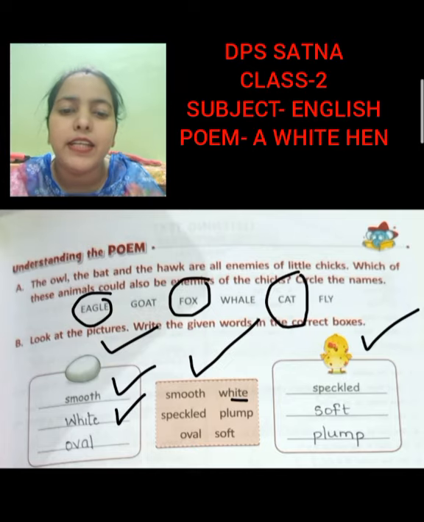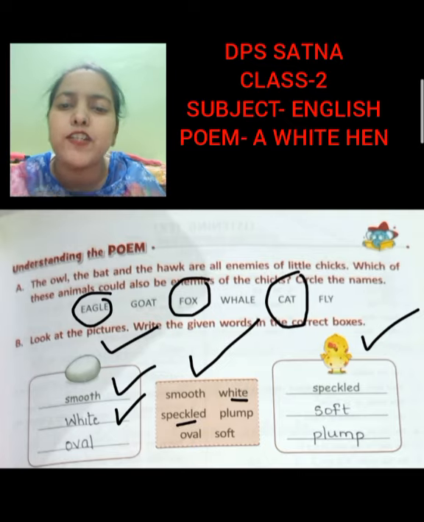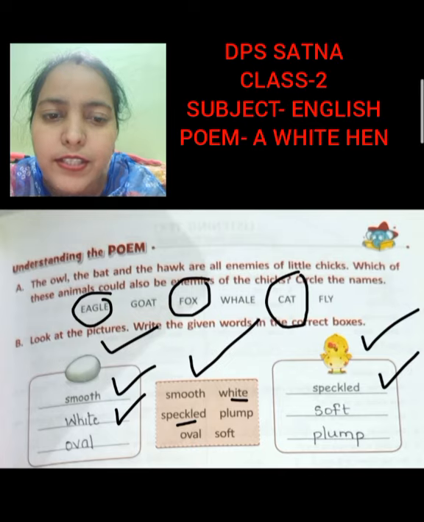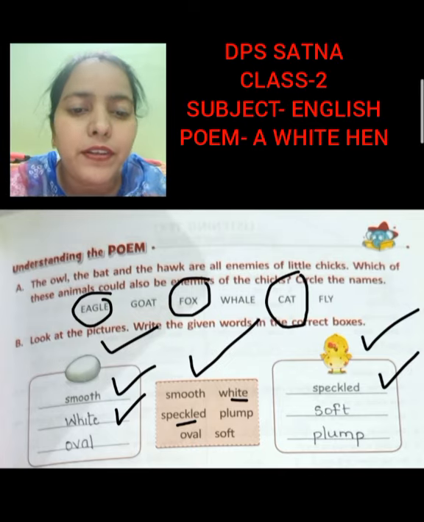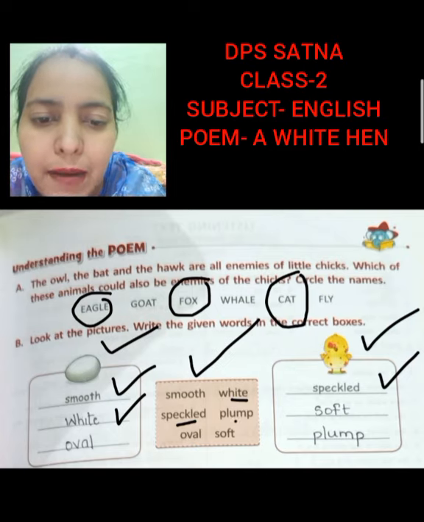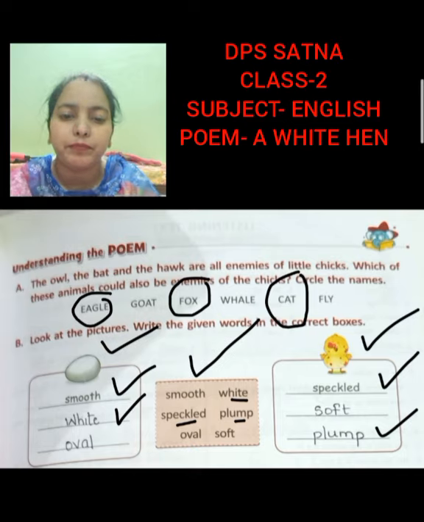C-O-P-I-E-D, copied. Now the fourth word is fry. And what we are going to write? Fried. F-R-I-E-D, fried. Now the fifth word is supply. Again, we will remove the last letter Y and we will add IED. So it will be supplied.